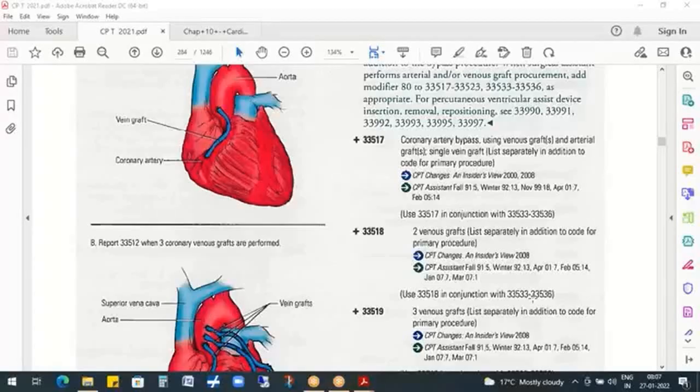Take one more question. 3 arterial and 3 venous grafts are used for CABG. Geeta, you need to tell me the answer.